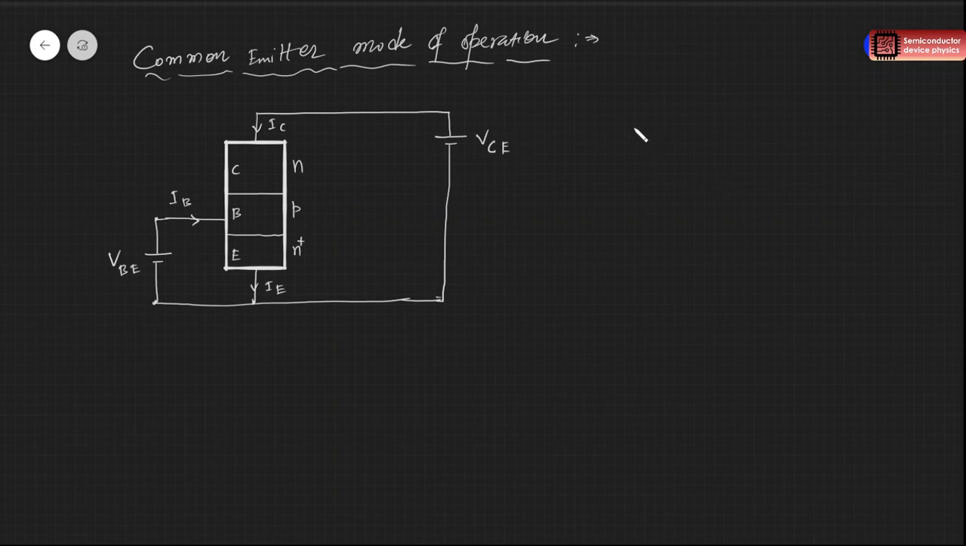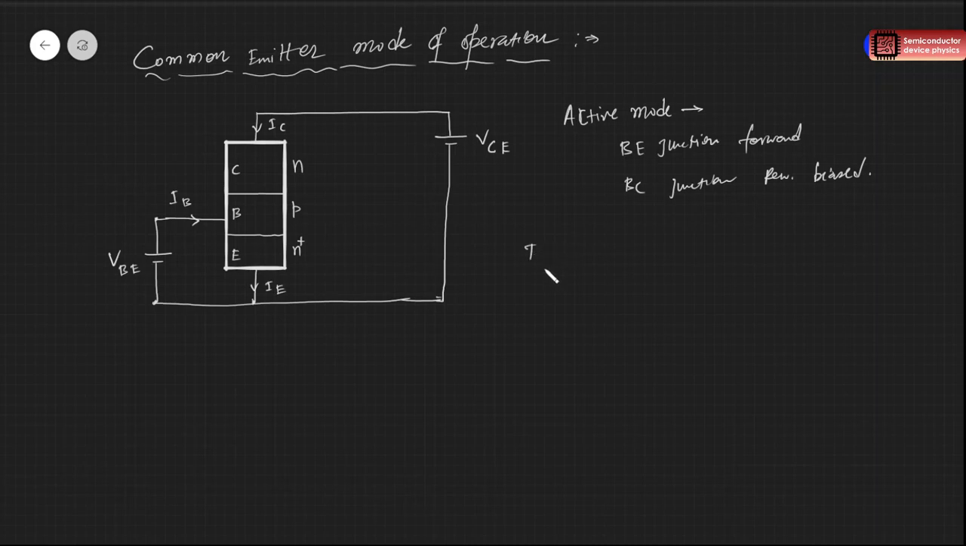Now, in the active mode of operation, we drew this figure in active mode. In the active mode, our base-emitter junction is forward biased, and the base-collector junction is reverse biased, right? Now let's define the input and output parameters.